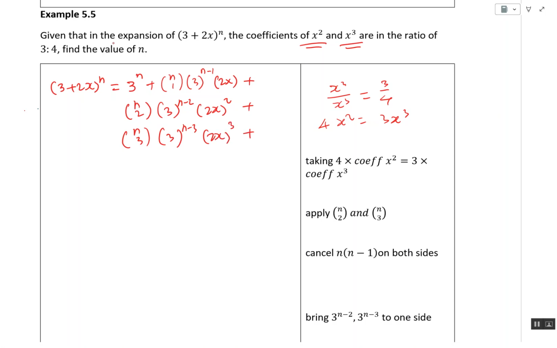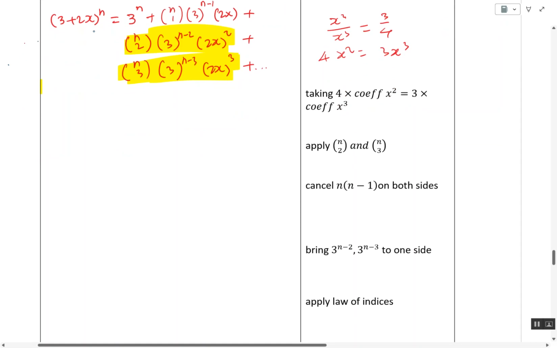Okay, then you can stop here because you only need up to your cubic term. Next, the two terms that I'm focusing on will be my third and my fourth term, which is my x squared and my x cubed term. Since I'm focusing on the coefficients, let's add this additional step.